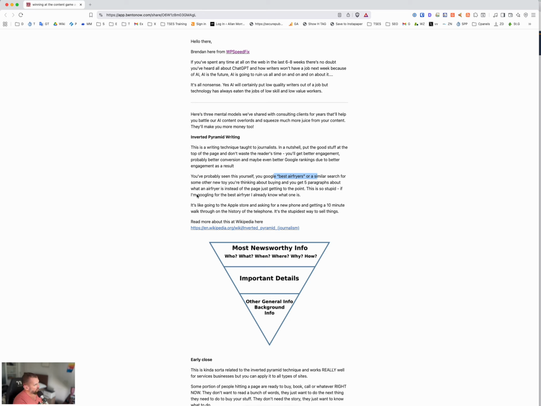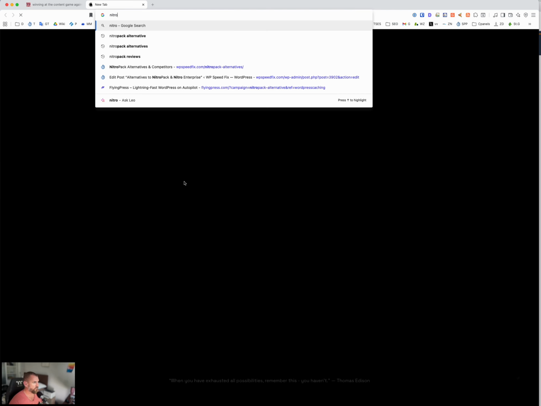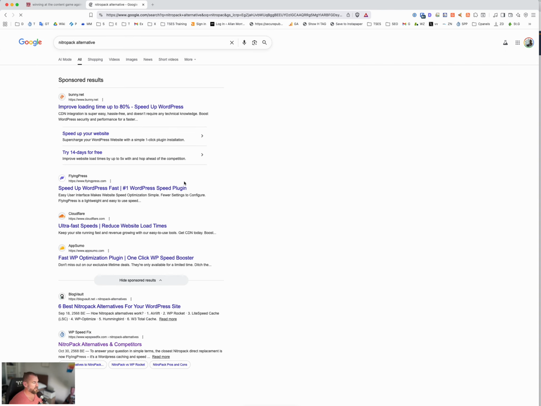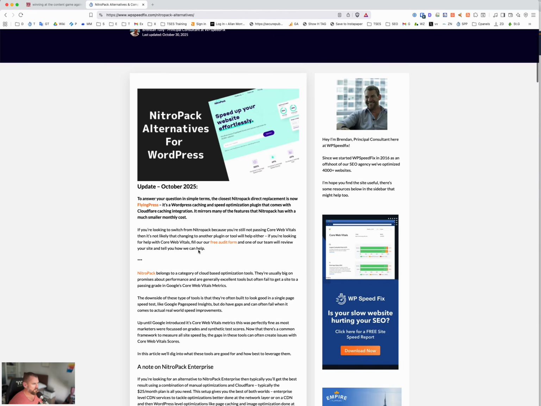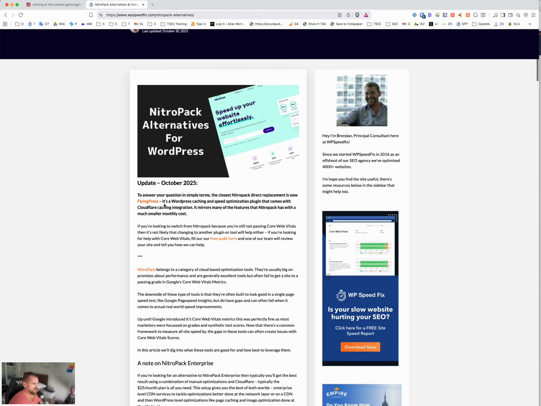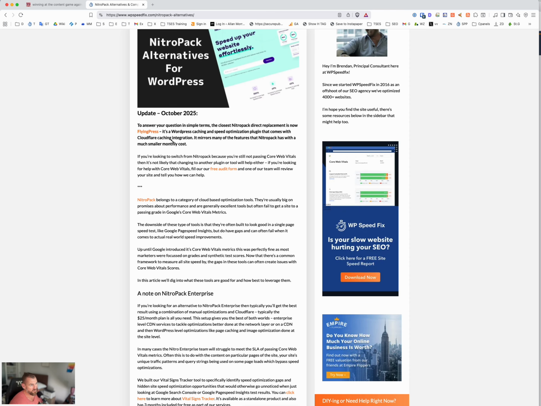Some practical applications from a content perspective: you'll see particularly on affiliate sites where you're recommending products, have the products at the top of the page. So for example, we have a blog post, NitroPack alternatives. Let's see where it is. Here it is here. And we have the alternatives at the top. So this is our inverted pyramid and early close, essentially, both on this page.